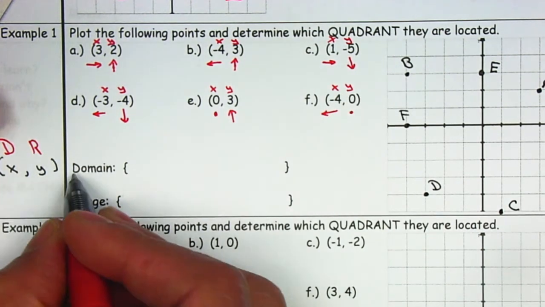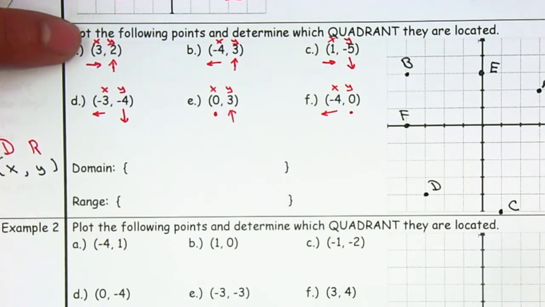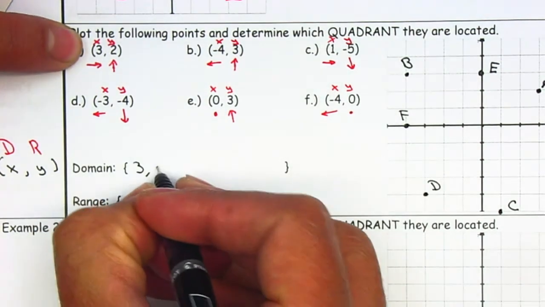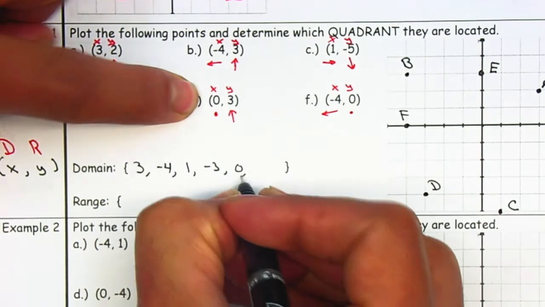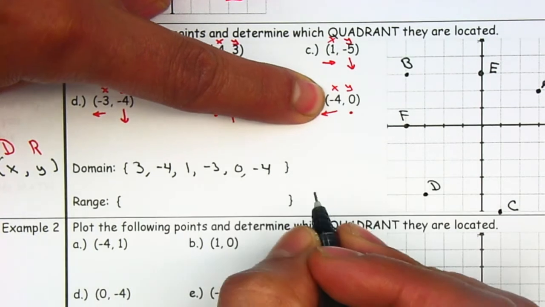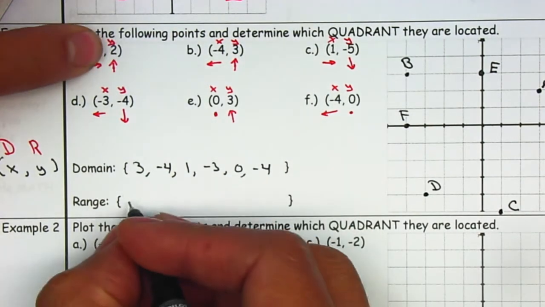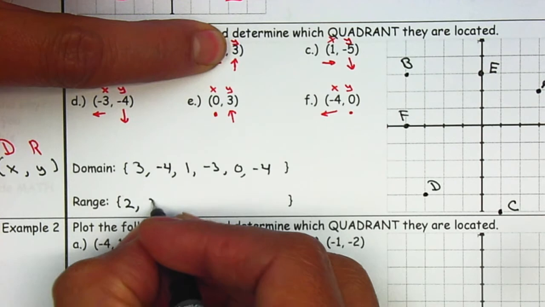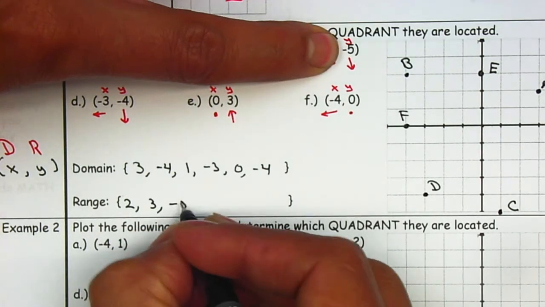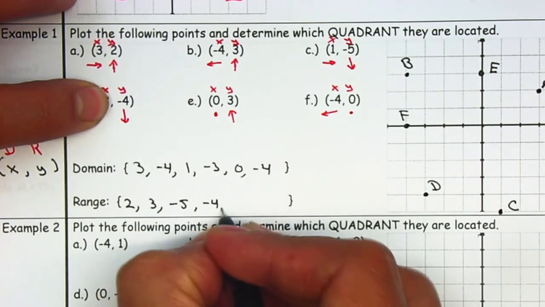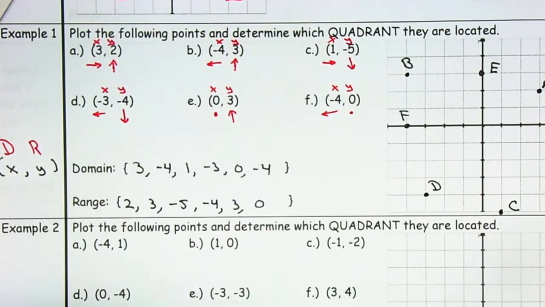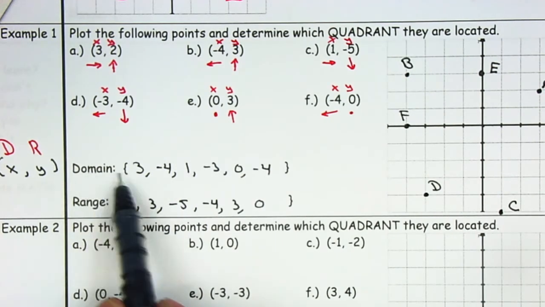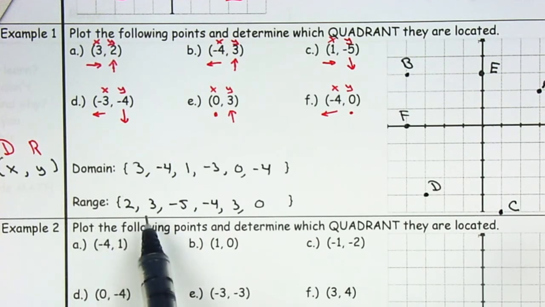So the domain are the x values. So the x values are 3, -4, 1, -3, 0, and -4. The y values will be 2, 3, -5, -4, 3, and the last one will be 0. So the domain will be all the input values, the range will be the output values. Domain will be the x values, the range will be the y values.